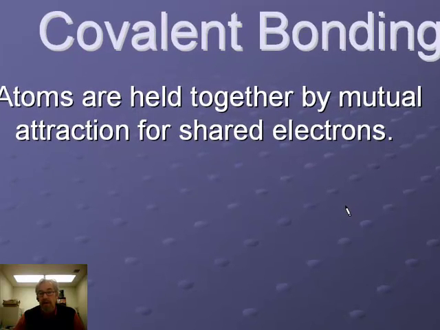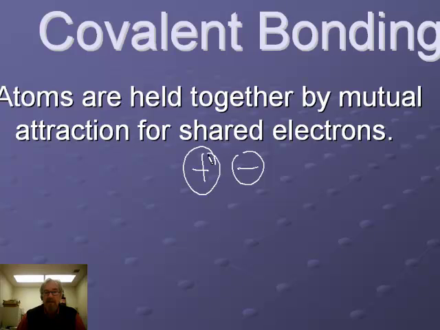ionic bonding. In ionic bonding, you have a positively charged ion, like a sodium, for example, or a negatively charged ion, and the positive and the negative have a mutual attraction for each other, and so they stick together in a crystal. In covalent bonding, what holds the two atoms together is the mutual attraction that they have not for each other, but for a shared pair of electrons.